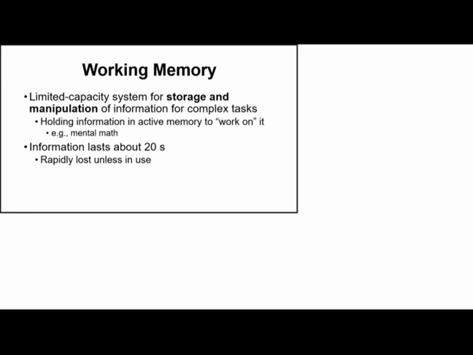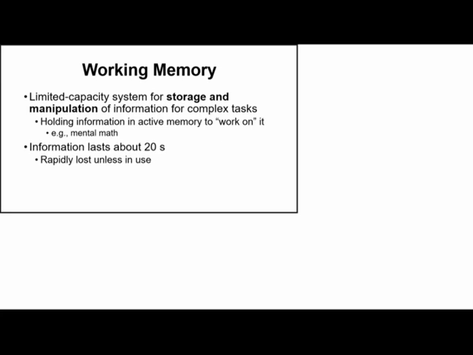And this is when we have, again, a limited capacity system. We're still going to be storing information, but here we specify that it's specifically in order to manipulate that information, to work on that information. So working memory is a little bit more than the short-term memory we've been talking about. Instead of just holding it, we're doing something with it. So holding information in active memory to work on it. So maybe you're doing mental math. Somebody gives you a couple of numbers and asks you to add them together. That would be using your working memory. If somebody just tells you a bunch of numbers and says, remember these numbers, that's just short-term memory.